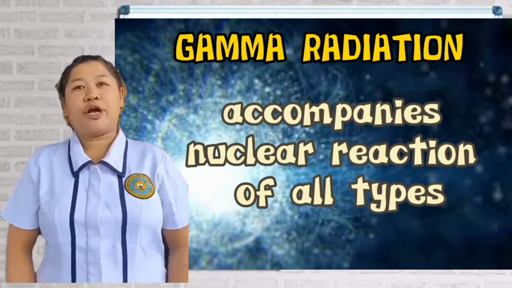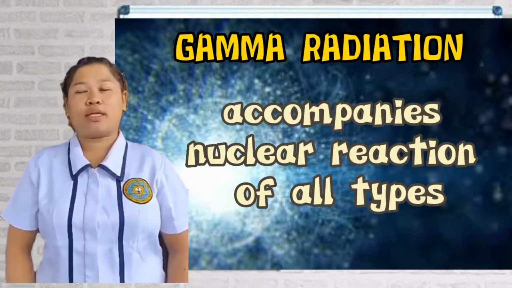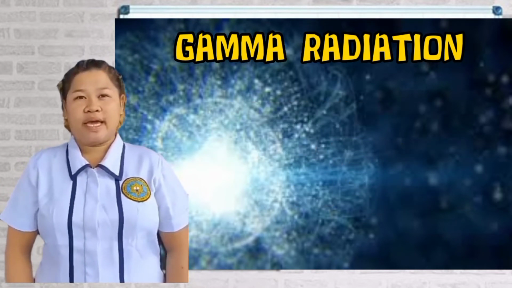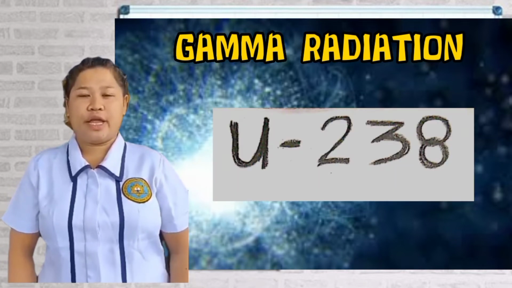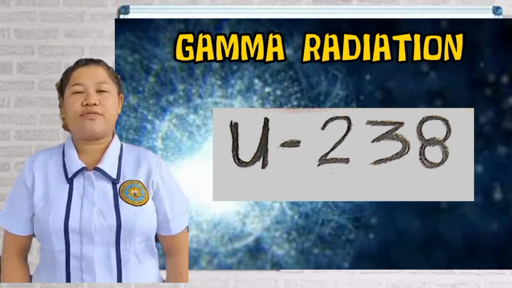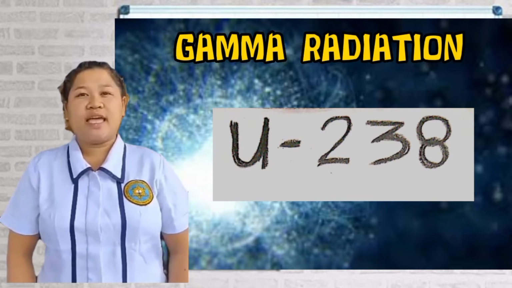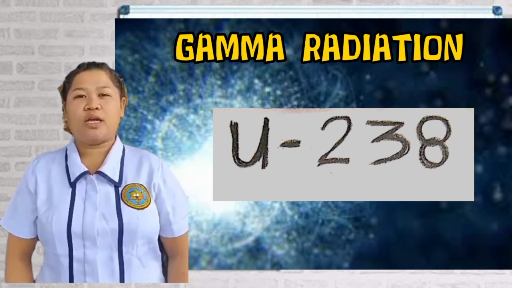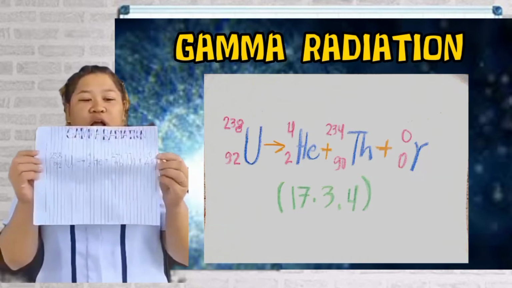Last to be discussed is gamma radiation. Gamma radiation accompanies nuclear reactions of all types. In the alpha decay of uranium-238, two gamma rays of different energies are emitted in addition to the alpha particle. Here is an example of gamma radiation.